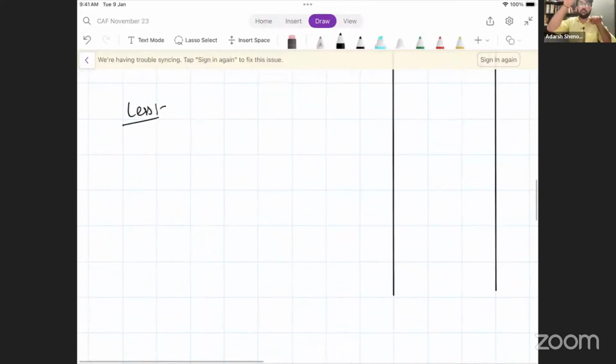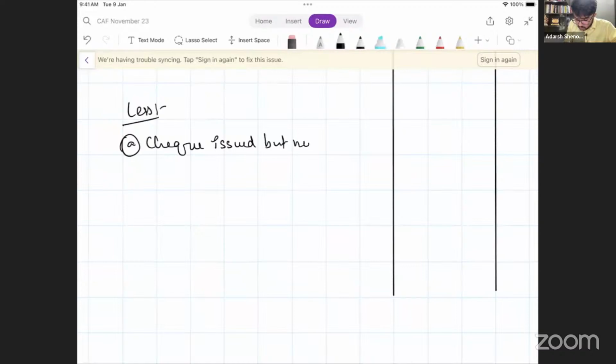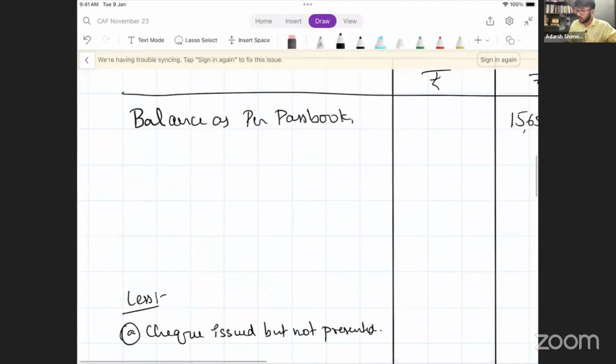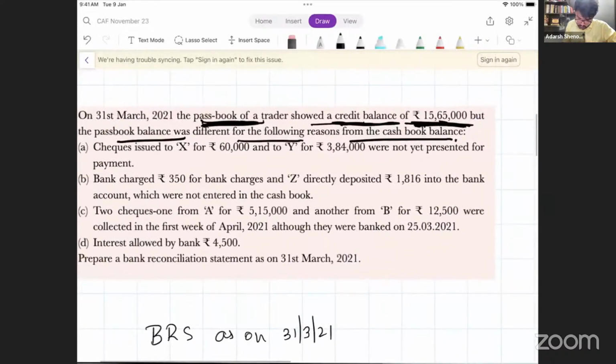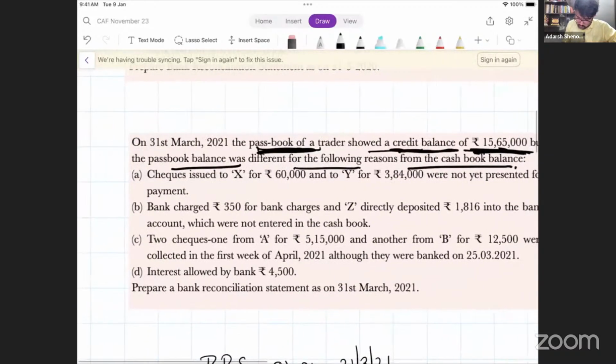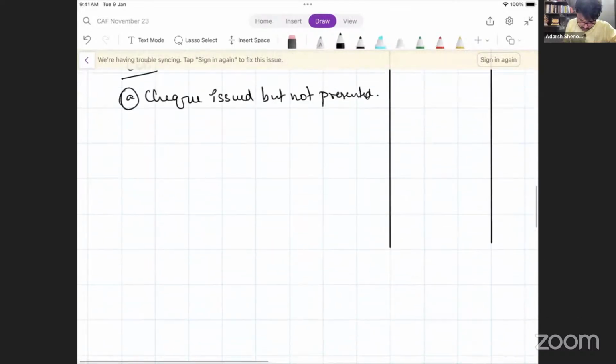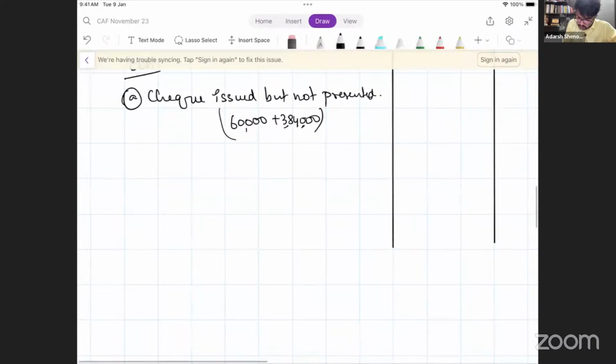So here you're taking the passbook, so you will reduce. Less: check issued but not presented. In the inner column, I can write both together, 60,000 plus 3,84,000. That's 4,44,000.